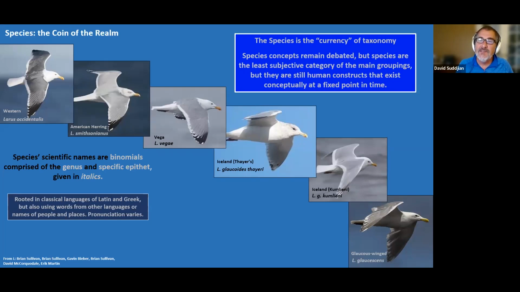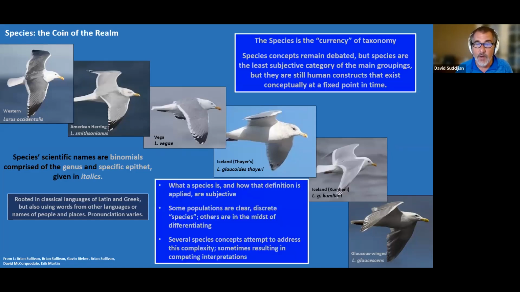So the species concept remains debated. There are different concepts of what defines and constitutes a species. But the category of the species is really the least subjective of those main groupings we saw in the hierarchy of taxonomy. But they're still constructs that we've come up with, and they exist at a particular point in time. And that, as we were just looking at, can change. As time goes along, our understandings of things change, and so our understanding of species can change as well. So what a species is and how that definition is applied, therefore, are subjective. All right, so it's the least subjective category, but how we apply it is a subjective thing.